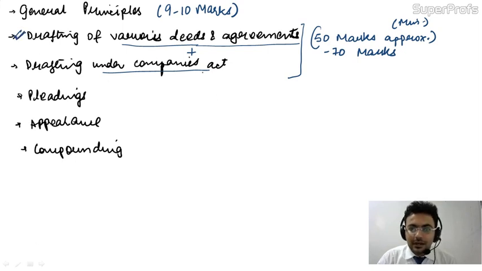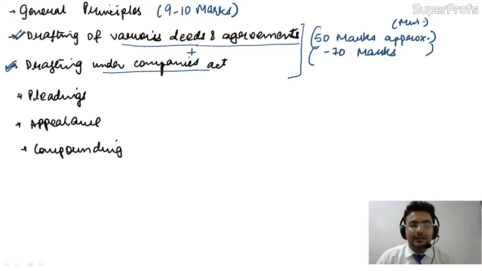Drafting related to the Companies Act will be covered over there as well. You can consider both of them together. Both of these two things, which are related to core drafting, are going to take your 50 to 70 marks. Minimum should be 50, not less than 50.